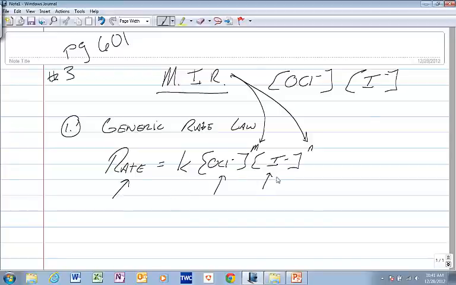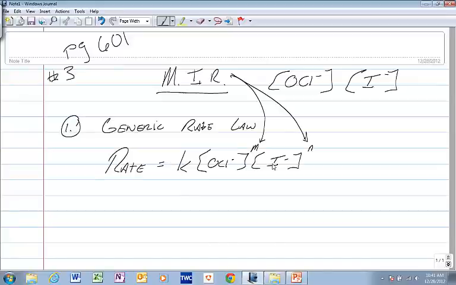So what we want to do with the method of initial rates is pick two different trials where the concentration of one of the reactants does not change. I'm going to look at trial 1 and trial 2. The hypochlorite ion concentration actually doubles, and they hold the concentration of the iodide ion the same. So I want to set up basically a system of equations that's going to mirror this setup right here.